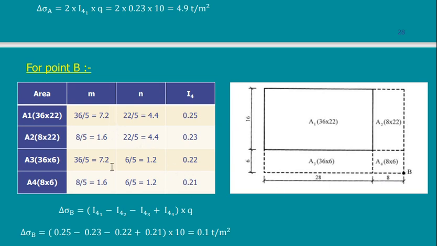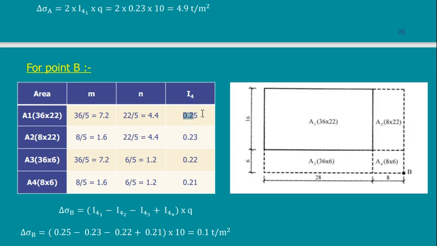I will get all of the values. I will get the value of M, I will get the value of N, I will get I4 from the chart. But here, instead of calculating the stresses and then summing, no, I will just do the same for the I4 itself. I will take the value of I4.